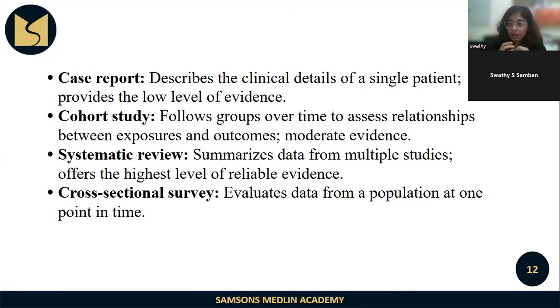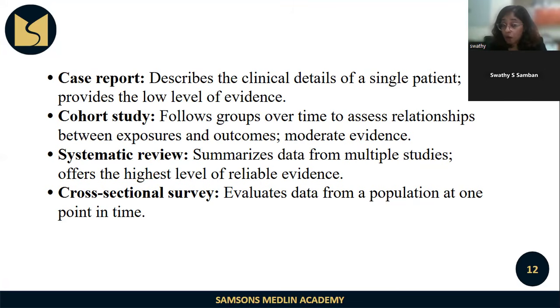So there will be one independent person, one reviewer. What this reviewer will do is, on a particular topic, collect the maximum number of trials that have been done around the world. And this person will go through each of the studies and then summarize. So you need not read 100 papers to come to an answer. You just have to read a systematic review. This systematic review will summarize the data from multiple studies, and this is a high level of reliable evidence. So that is there.